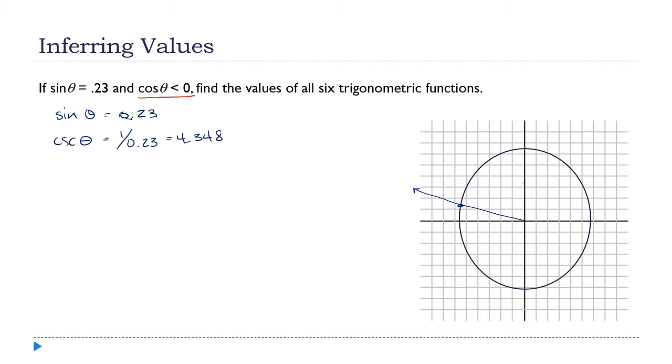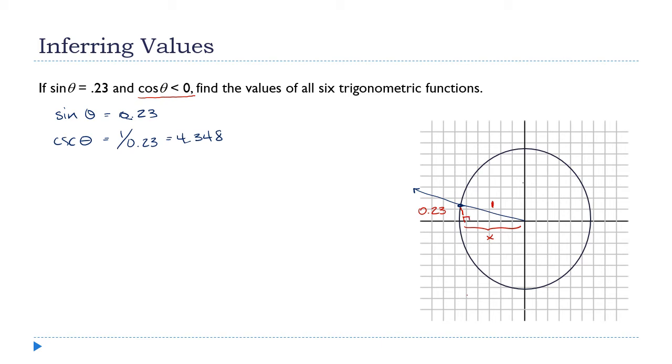I'm going to draw a right triangle and get my reference angle in here, just like we've been doing. This distance is 0.23. This distance is 1, because it's a unit circle. Now, to get the x-coordinate of that point, I need this distance. But I can get that, because this is a right triangle that I'm sporting here.